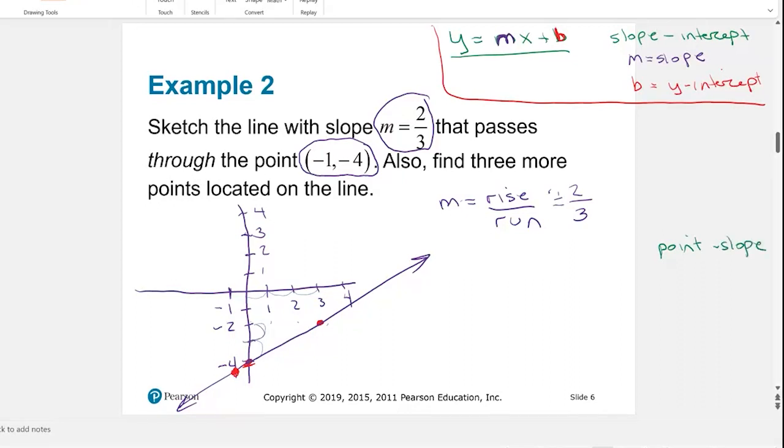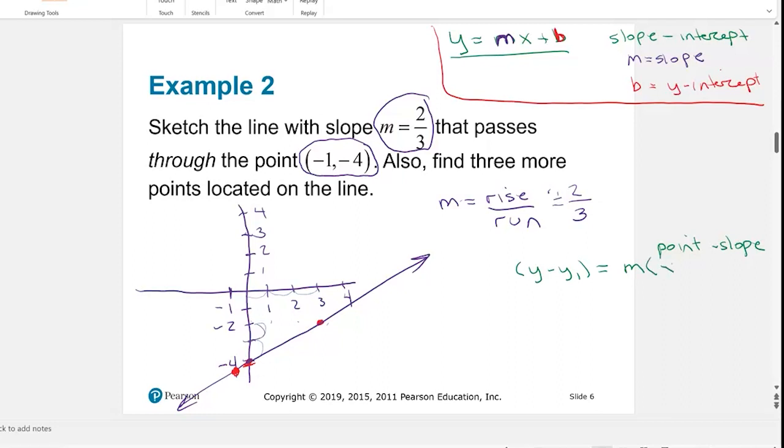And when do you think would be good to use point slope? Well, when I know a point, which I do, and I know the slope, then I use point slope. Basically, point slope says that y minus y1, where y1 is the point, is equal to the slope times x minus x1. And if you divide both sides by x minus x1, notice you kind of have the slope formula, right? So we're just changing the look of it.